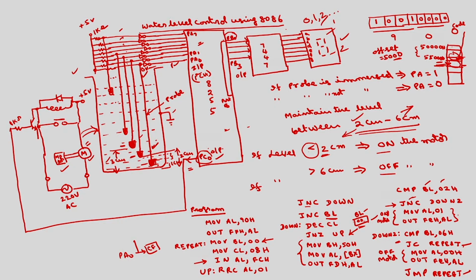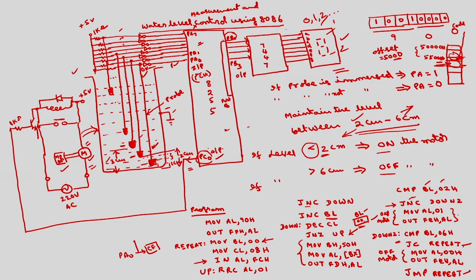So this is how we can do it. Here we are doing two tasks. One is displaying the value, meaning you are measuring the level, and the second is controlling the motor also. So this is water level control; measurement and control you can call this water level measurement and control. Water level measurement and control using 8086.